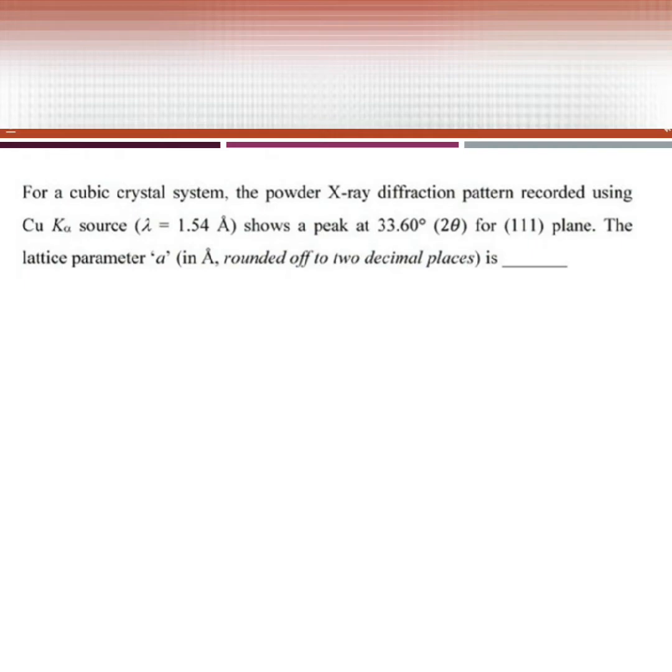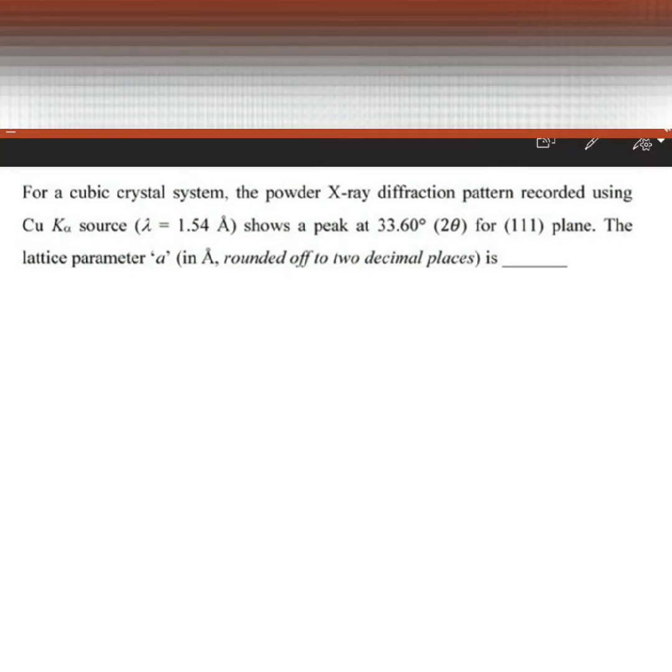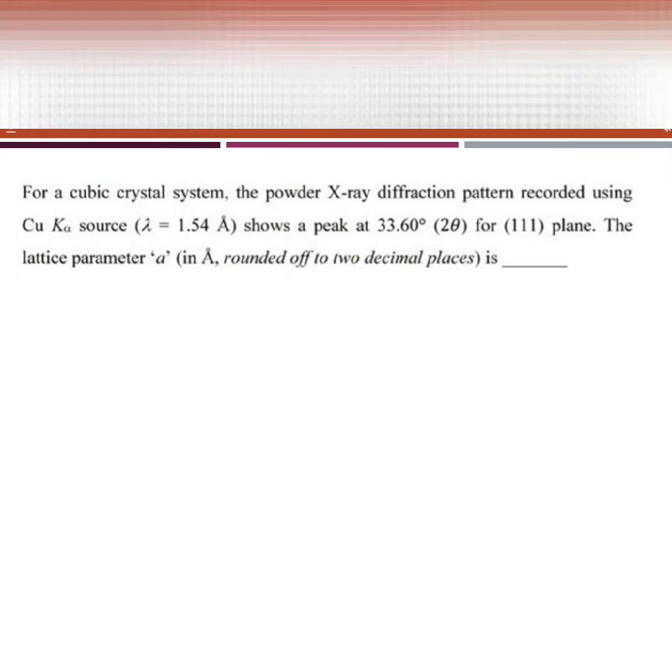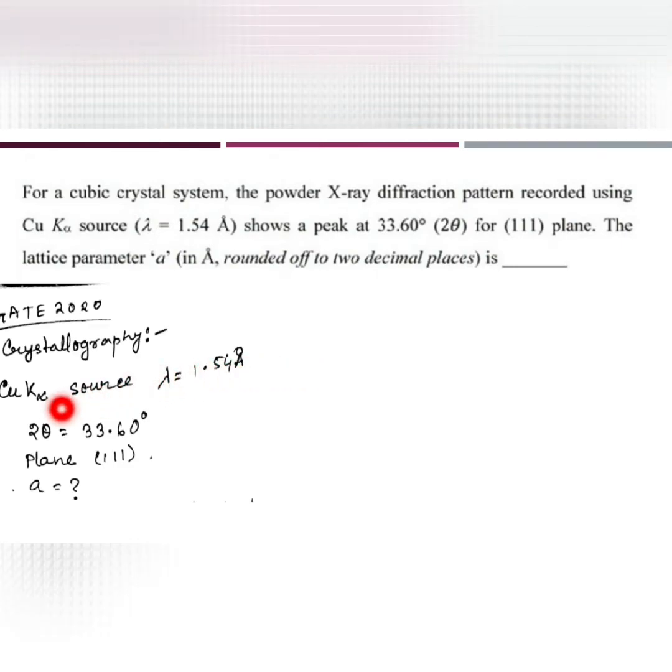Now for calculating, at first write down what data are given. The source is the X-ray source, copper K alpha, whose lambda is equal to 1.54 Armstrong. The 2 theta value is given, that is 33.60 degree, and the plane is 111. Then we have to calculate the value of A, that is the lattice parameter, and it is a cubic crystal system, that is lattice parameter a is equal to b is equal to c, that is the lengths are all the same.